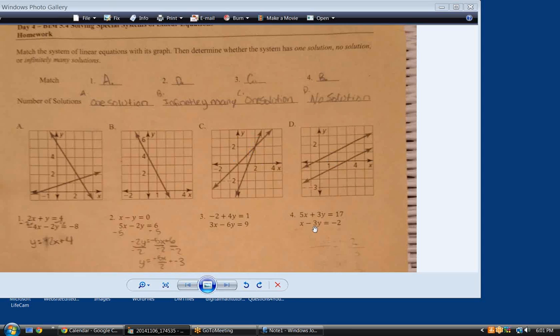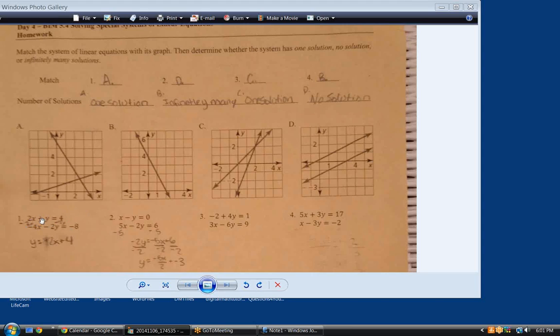Now, think for a second. Is that no solution, two parallel lines? If they're parallel lines, then they're no solution because they never intersect. Right, for sure. You're absolutely right. I don't know what I was thinking about.